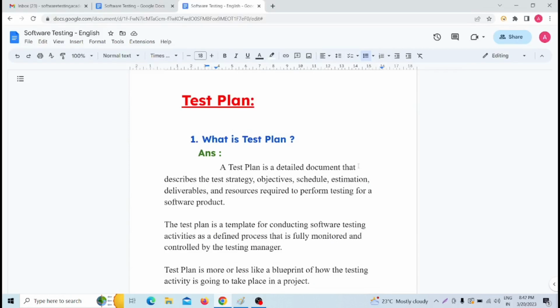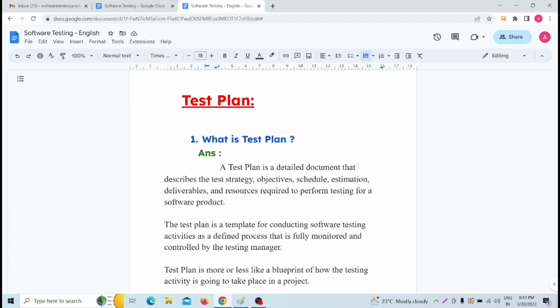Hi everyone. So today in this session I am going to discuss what is a test plan in software testing. So what do you mean by test plan? Basically, in simple terms, test plan means whenever we are doing any kind of testing, we have to follow some plan. We have to make some plan.